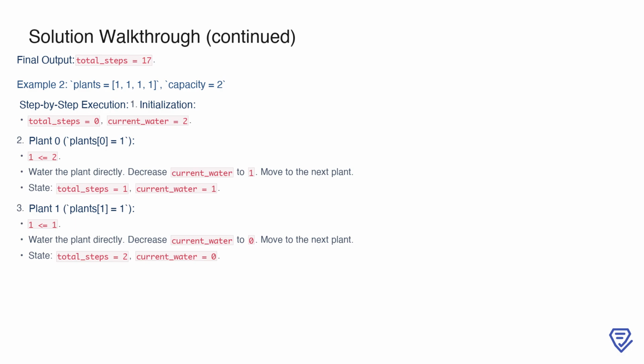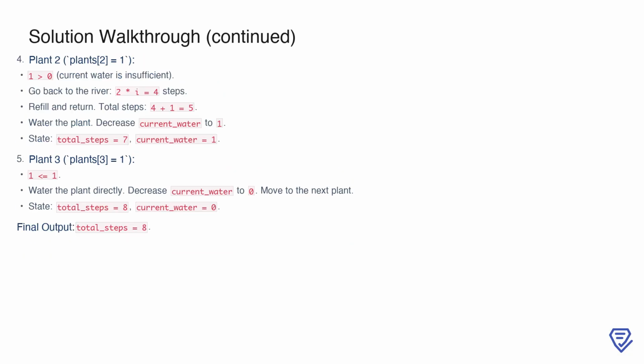Moving to another example, let's consider plants [1, 1, 1, 1] with a capacity of 2. At the start, we initialize total_steps to 0 and current_water to 2. For plant 0, which requires 1 unit, the water is sufficient. We water the plant, reducing current_water to 1, and move forward, increasing total_steps to 1. Next, we reach plant 1, which also requires 1 unit. Again, the water is sufficient, so we water the plant, reducing current_water to 0, and move forward, bringing total_steps to 2.